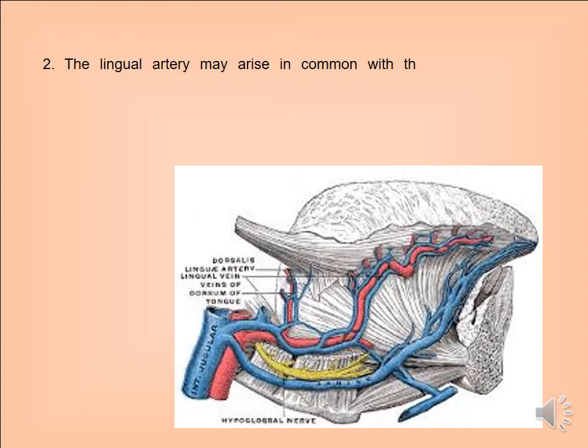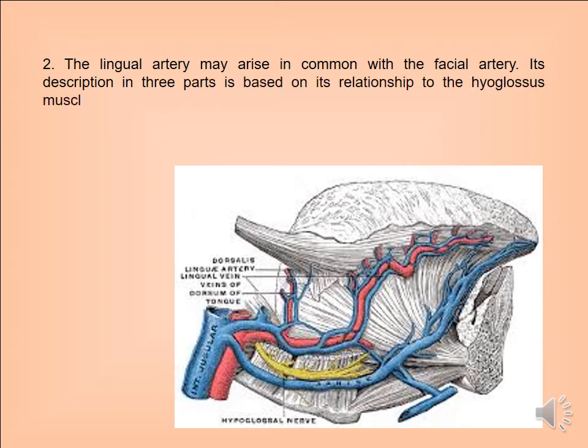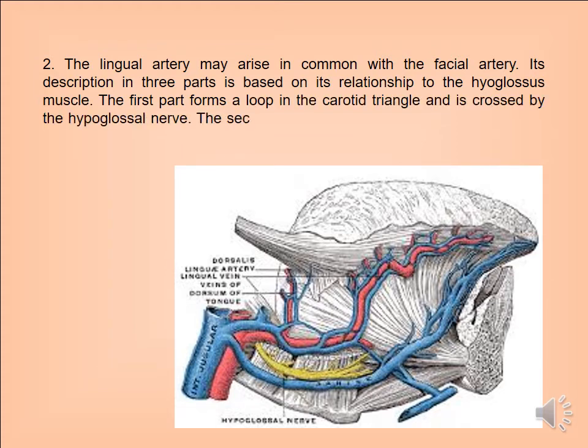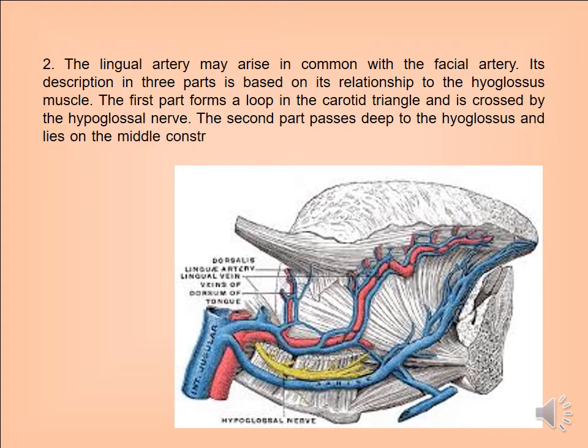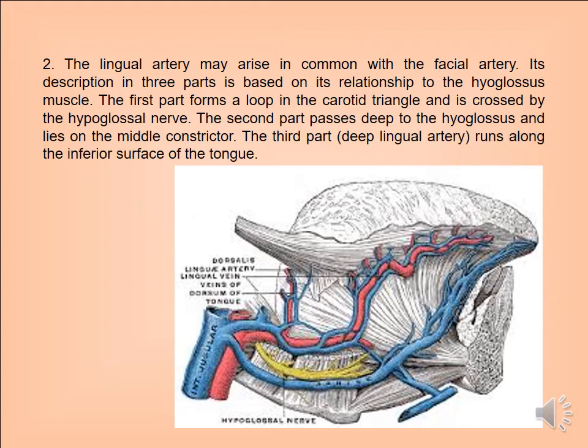The second branch, the lingual artery, may arise in common with the facial artery. Its description in three parts is based on its relation to the hyoglossus muscle. The first part forms a loop in the carotid triangle and is crossed by the hypoglossal nerve. The second part passes deep to the hyoglossus and lies on the middle constrictor. The third part, the deep lingual artery, runs along the inferior surface of the tongue. These are the three parts of the lingual artery.